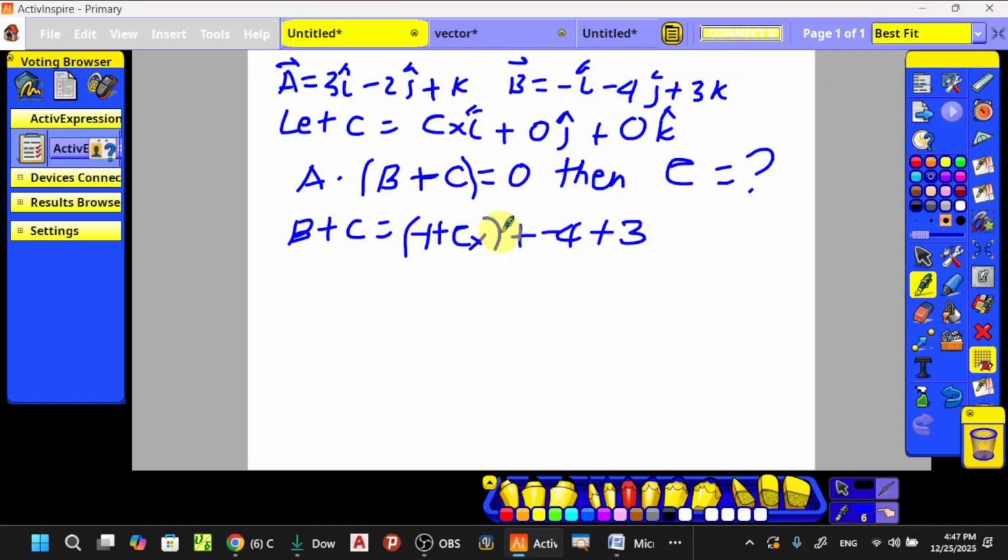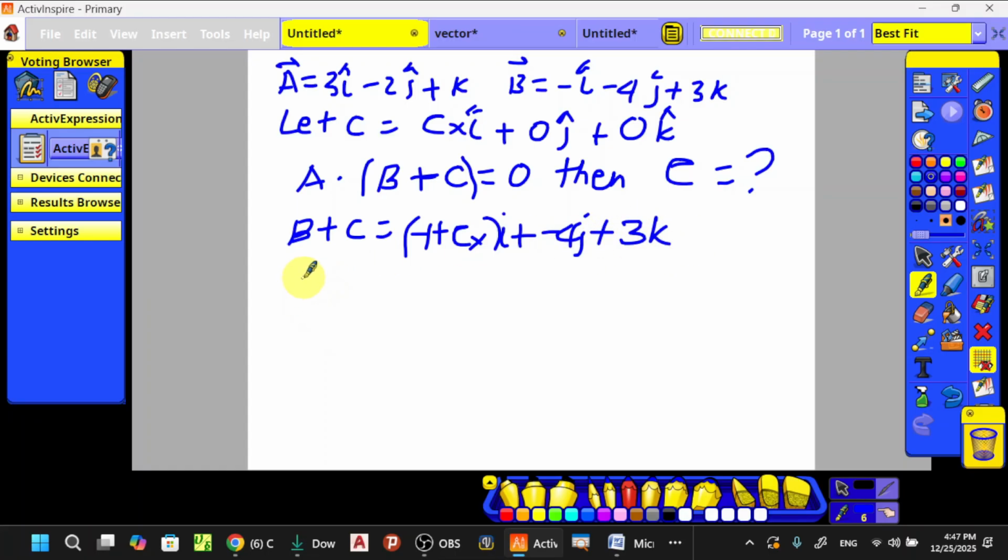So this is in the i, this is in the j, this is in the k. That's b plus c. So b plus c is minus 1 plus 3x in the i, plus 4j minus 4j plus 3k.